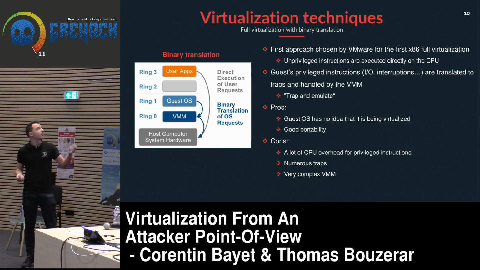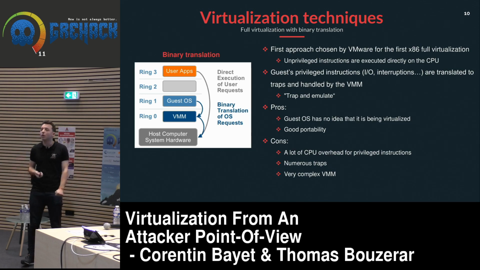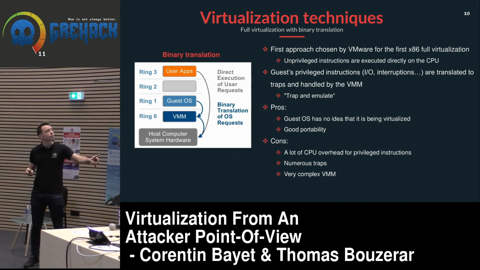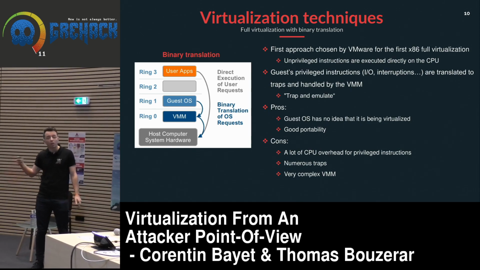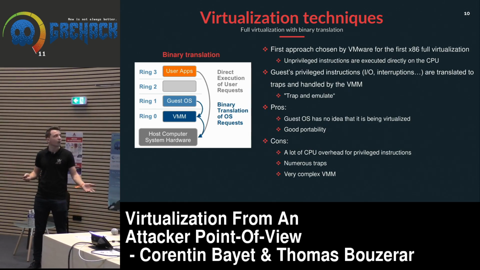In this technique, the idea is that you can directly execute unprivileged instructions of the guest directly on your CPU because you already have memory segmentation or something like that, so it's not a problem. But you can't do this with privileged instructions, because if you execute those instructions, like input-output or interruptions that can change CPU flags or memory segmentation, you will just break the isolation. So the idea was to translate those privileged instructions into traps, let the CPU execute those instructions, and then trap into the VMM, emulate the correct behavior, and return the execution to the guest.